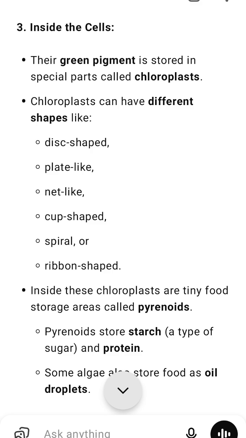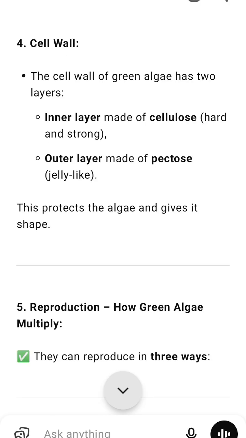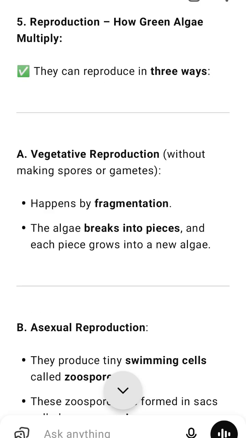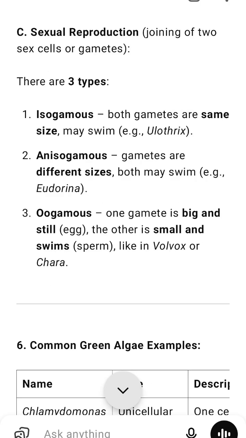6. Common green algae examples. Name, type, description. Chlamydomonas, unicellular. One cell with flagella, swims in water. Volvox, colonial. Round ball of many cells with flagella. Ulothrix, filamentous. Long green thread. Spirogyra, filamentous. Thread-like with spiral chloroplast. Advanced: looks like a small plant.